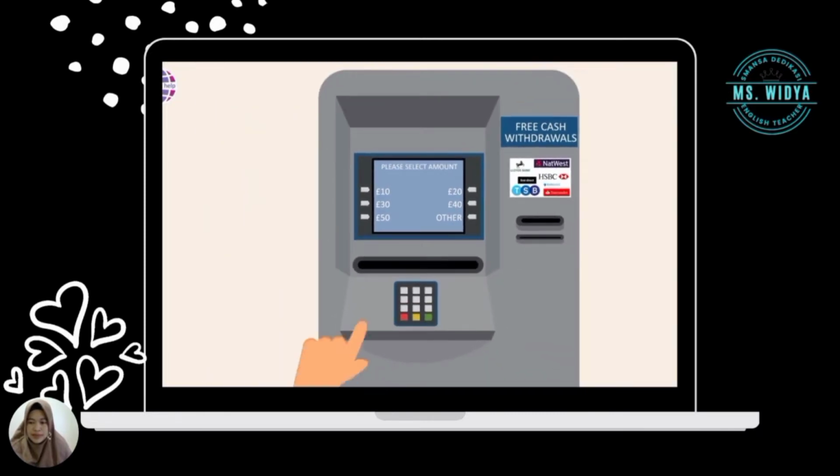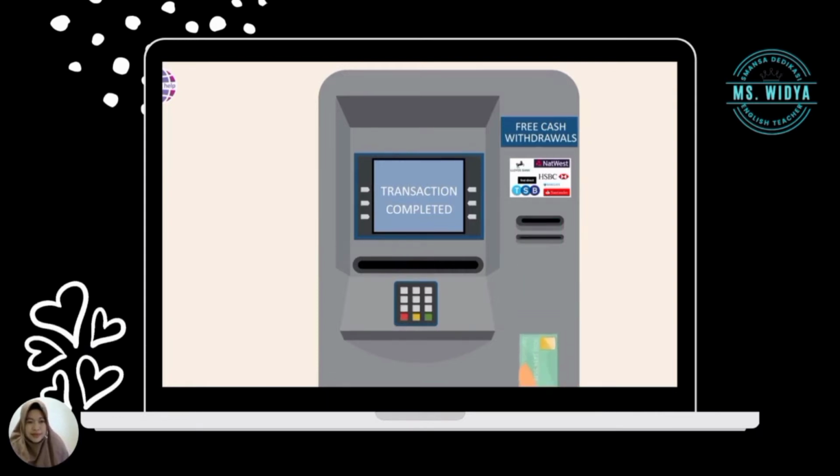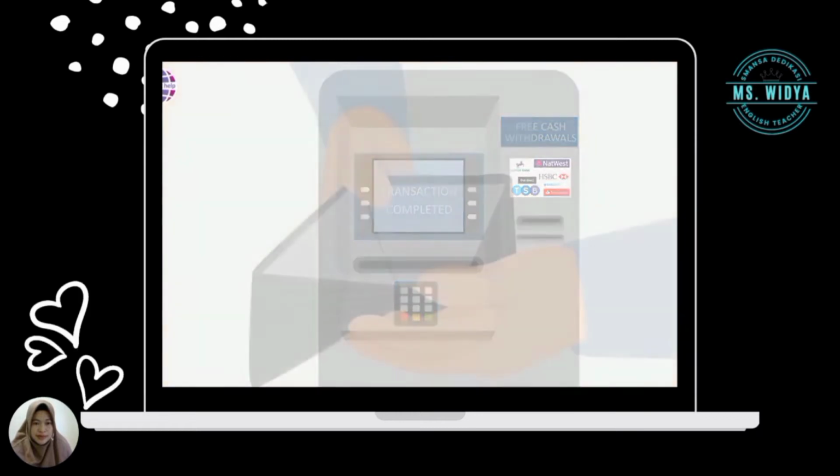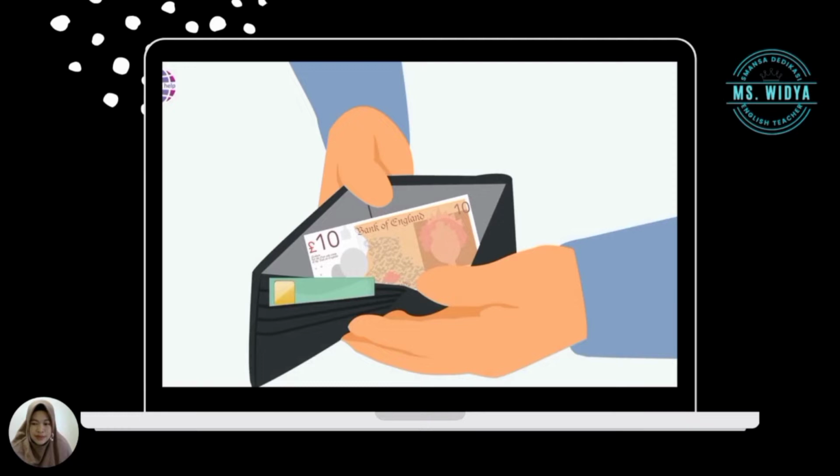Select the amount by pressing the button on the side of the screen. Remember to remove your card, take your money and receipt if you ask for one. Put your card and money somewhere safe before you walk away from the machine.